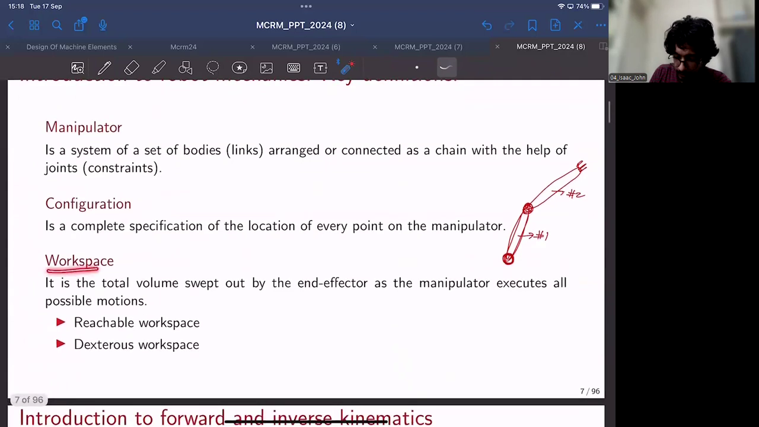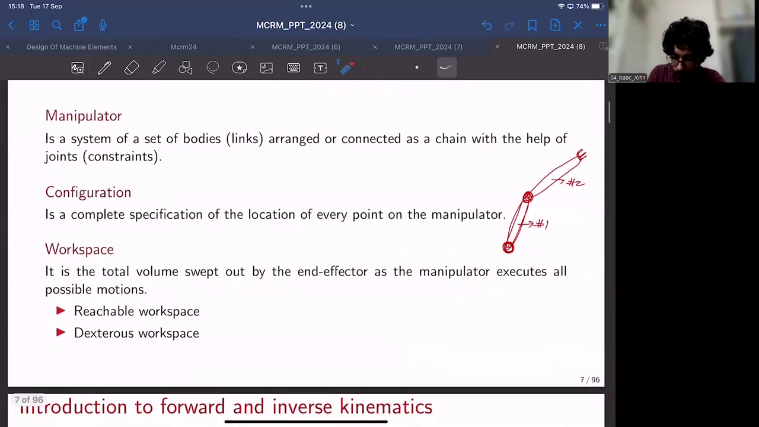Another term that we would require in the context of a serial robot is called the workspace. It is nothing but the total volume swept out by the end effector as the manipulator executes all possible motions. For example, if you consider your arm, all the points that you can reach with your arm can be considered the workspace of your arm. And there are two possible variants of the workspace. One is called reachable workspace, and the other is called dexterous workspace.